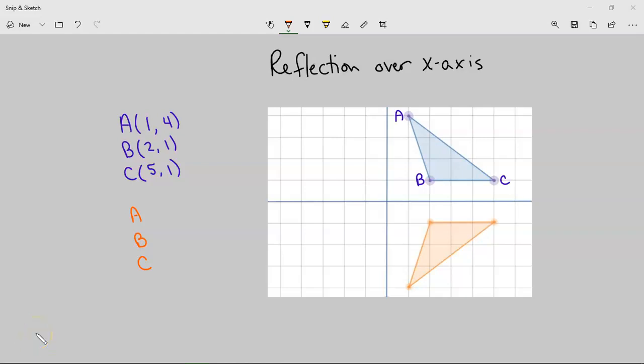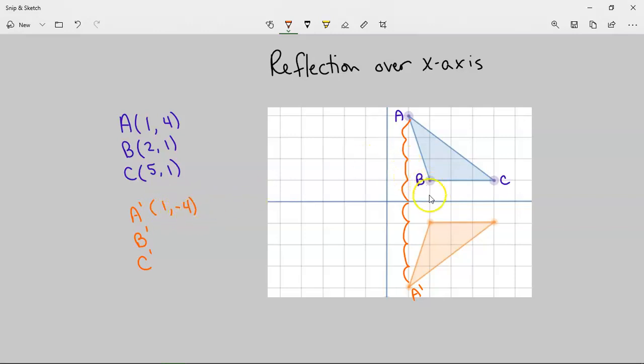So just as you could reflect over the y-axis, you can also reflect over the x-axis, and it follows the same principle, that it's the same distance in the opposite direction. Okay, so it's the same distance from, in this case, the x-axis, but in the opposite direction. So if you look, point A is 4 above the x-axis, so point A prime will be 4 below the x-axis.